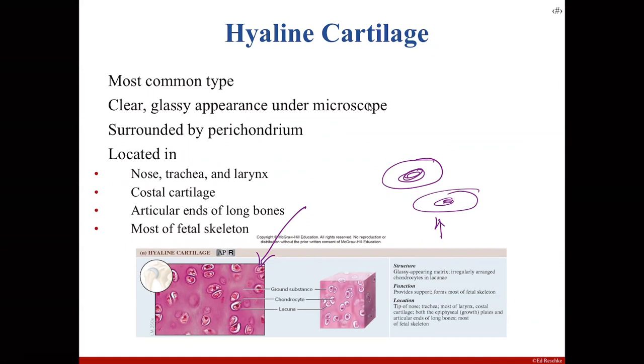Okay, and then you look at what's in between the cartilage. And in this case, it's really clear. There's nothing in between it. When there's nothing in between it, that means it's hyaline. Okay, it's at the ends of the bones. It's in the fetal skeleton. The costal cartilage, this is the cartilage that attaches your ribs to your sternum. It's in your nose and your trachea and your larynx. But this is a good one to remember.